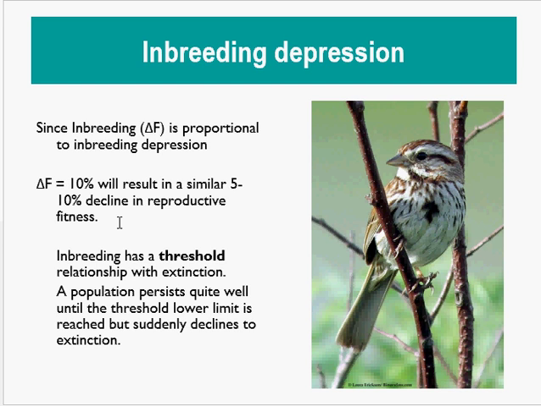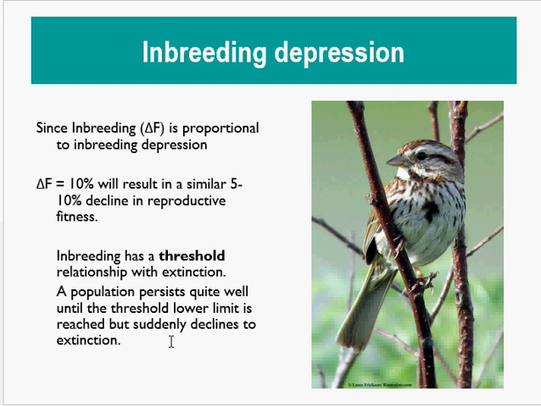Now, an important point to note is that inbreeding tends to have a threshold relationship with extinction. So you can lose quite a lot of your heterozygosity through inbreeding up to a threshold. Once you get beyond that threshold, you reach a point where the population suddenly nosedives. So the population will persist quite well until the threshold lower limit is reached, but then it suddenly declines to extinction.